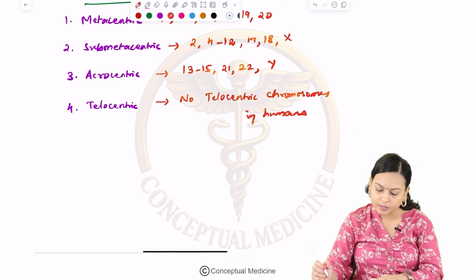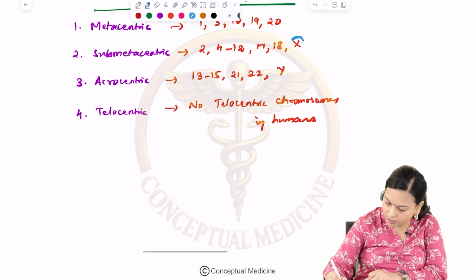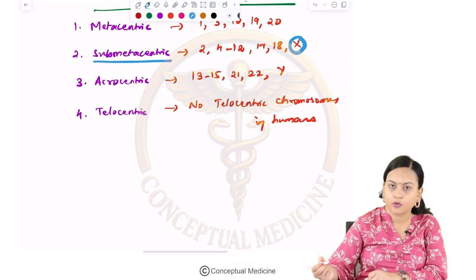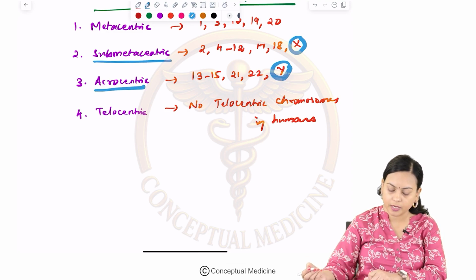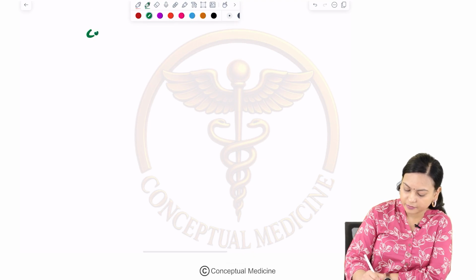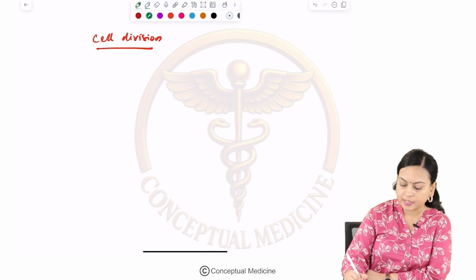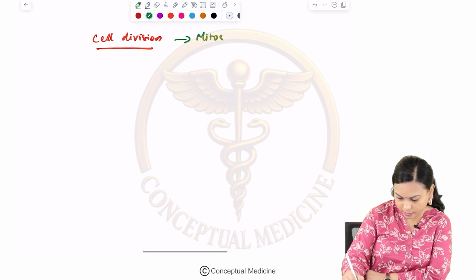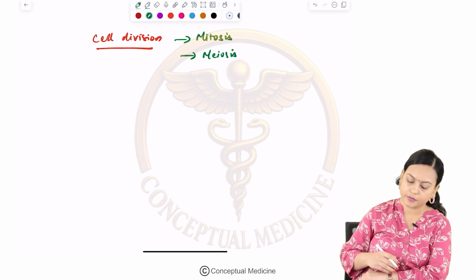Understood? Yes. Now, importantly, you have to know that the X chromosome is a submetacentric chromosome and the Y chromosome is an acrocentric chromosome. Okay. Now we will see cell division. There are 2 types of cell division: one is mitosis and the other is meiosis.